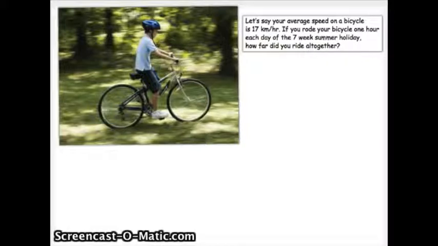Let's say your average speed on a bicycle is 17 kilometers per hour. If you rode your bike 1 hour each day of the 7-week summer holiday, how far would you have ridden altogether? Well, from the information we have, the speed is in kilometers per hour. That means every hour you go 17 kilometers. So we first have to find out how many hours it is that you rode for the summer.